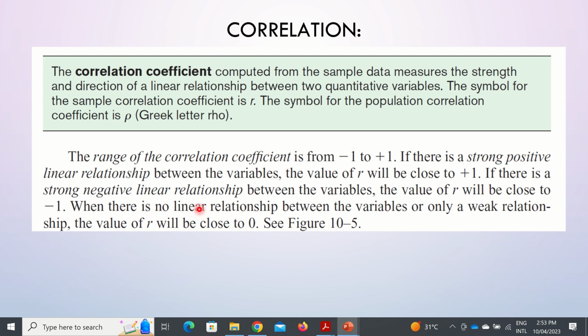But that is about a linear relationship. There might be a possibility that if the linear relationship is very weak, there might be a non-linear relationship which will be very strong.